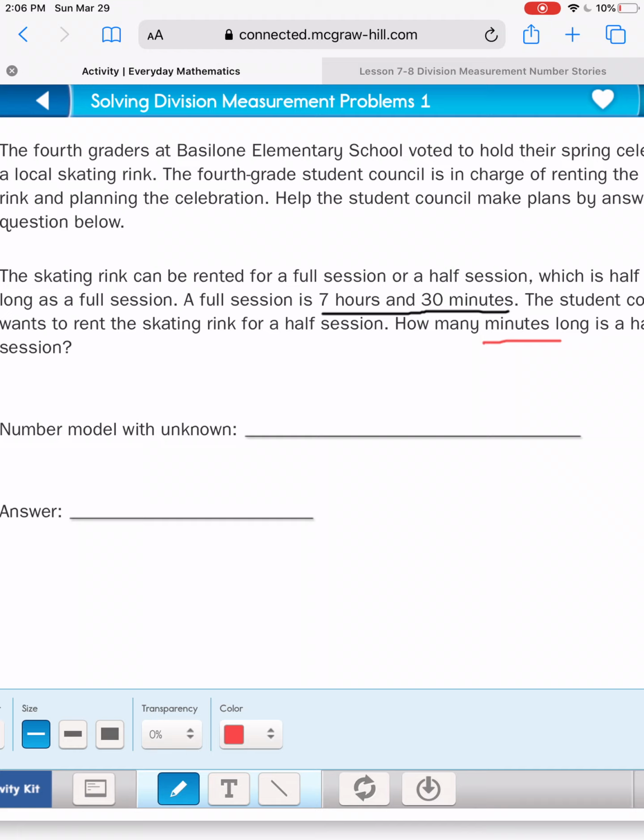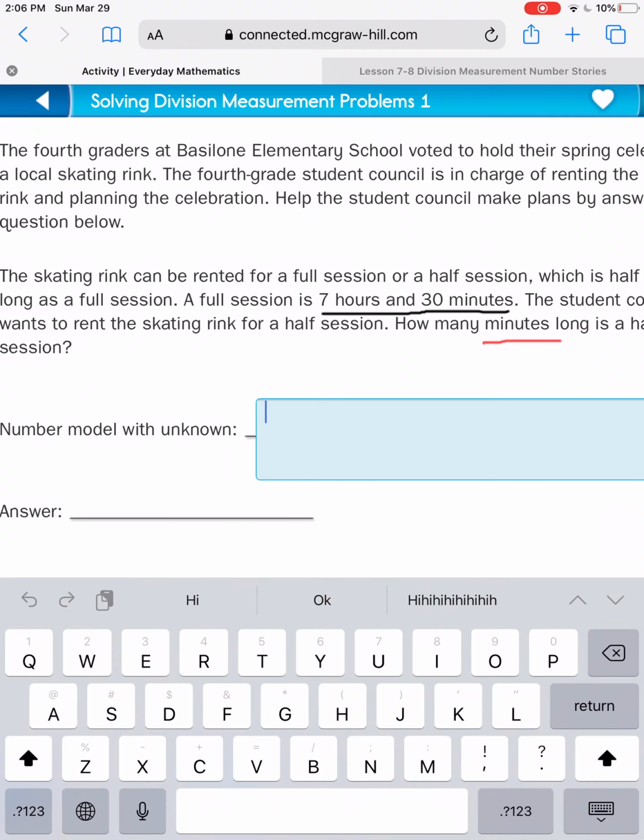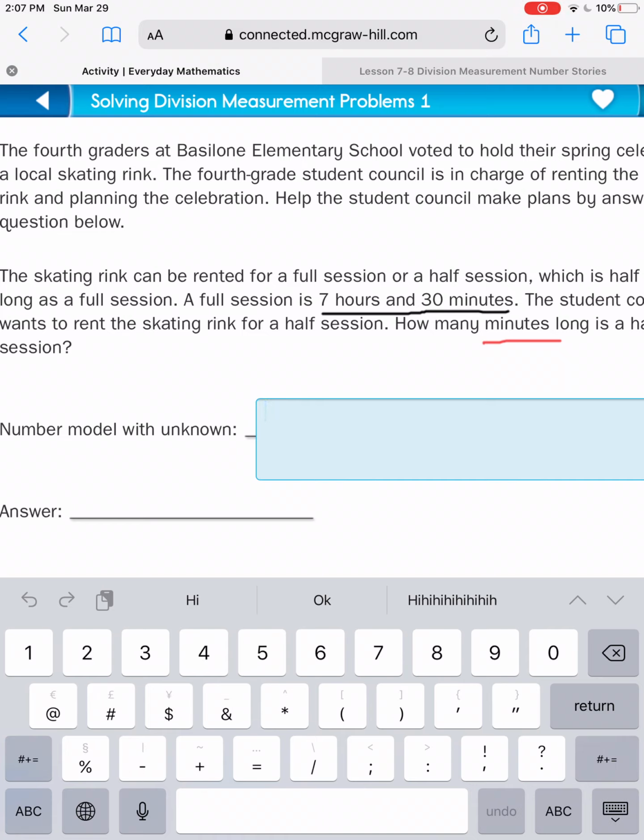So we know the length of a full session, which is 7 hours and 30 minutes. And we're going to need to figure out what half of that is in minutes. So I'm going to give you a moment to think of your number model with your unknown, and you can go ahead and write it on your screen. I'm going to give you a few minutes to do so. Okay. So boys and girls, what we are going to do is first do our conversion.